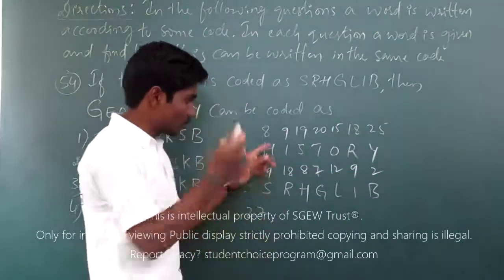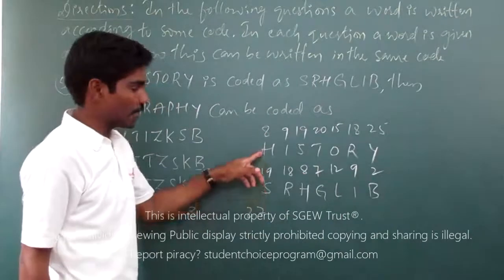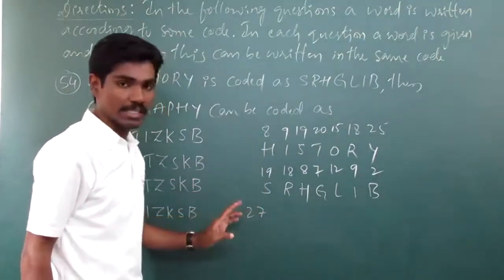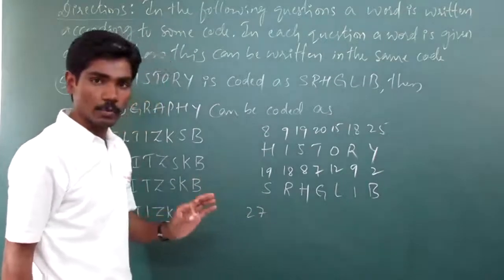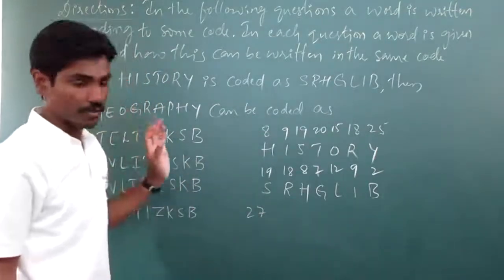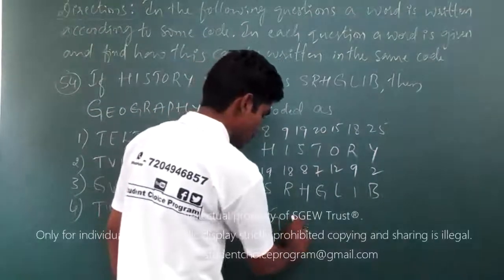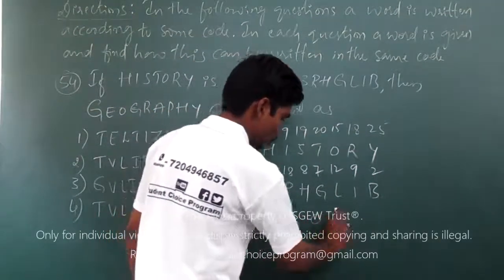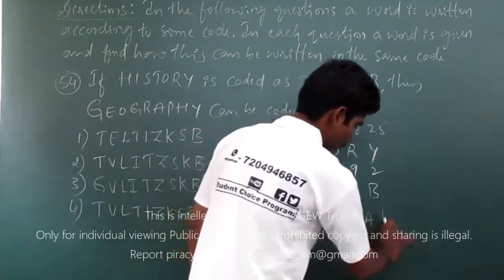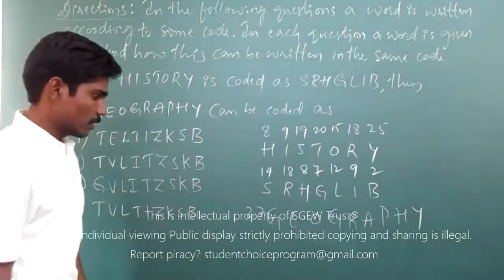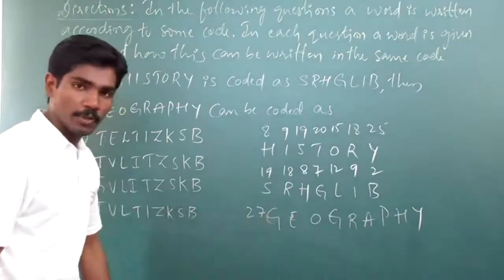So, if I add the positions of these two letters, I am getting 27. The same analogy I am going to use to code geography. For that, let me consider geography, that is GEOGRAPHY. Now, what I have to do? I have to write the positions of these letters.